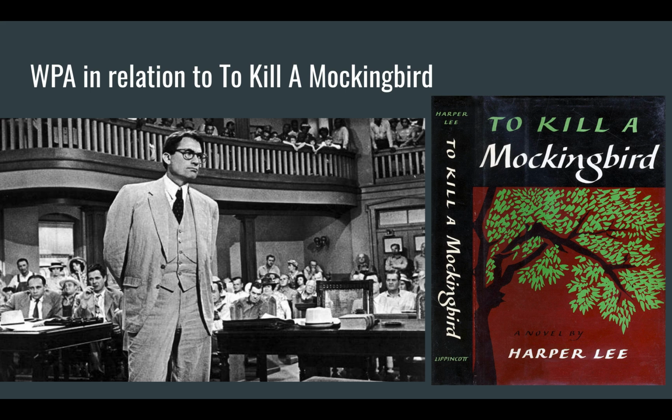The Work Progress Administration was mentioned in the book To Kill a Mockingbird. The Work Progress Administration holds the same meaning as spoken about before, which is a program which gives jobs to unemployed individuals. This occurred by allowing them to build bridges, build town centers, and in return they were paid with money.